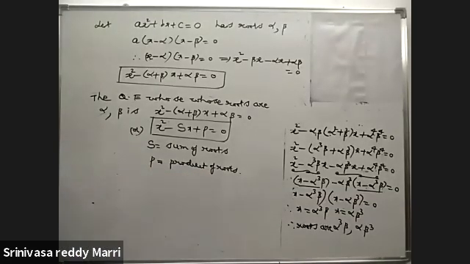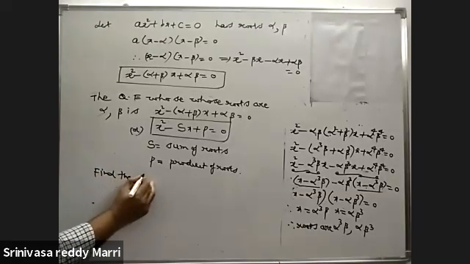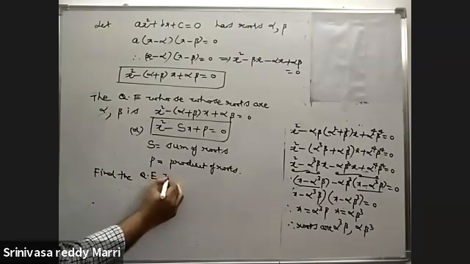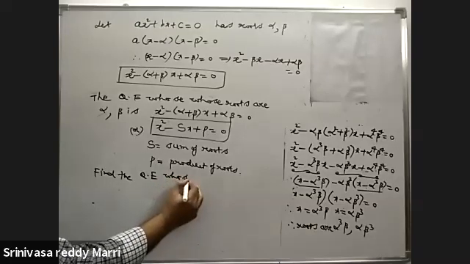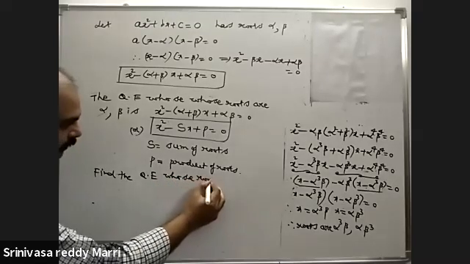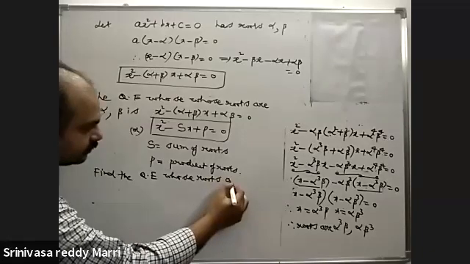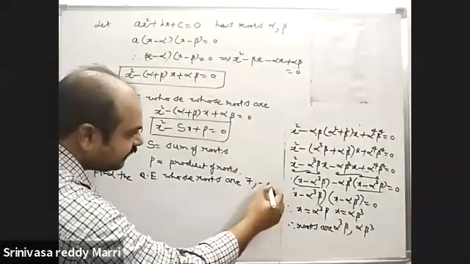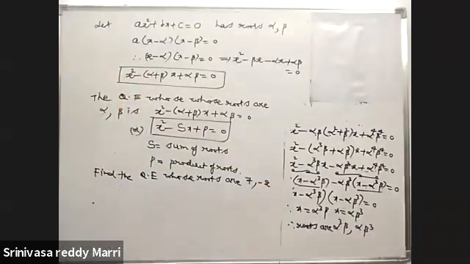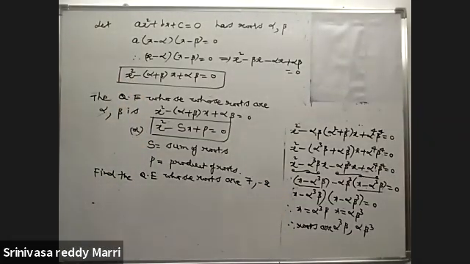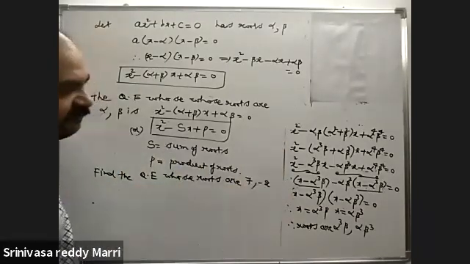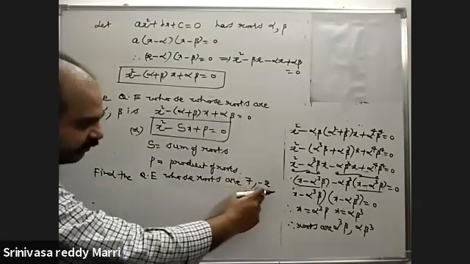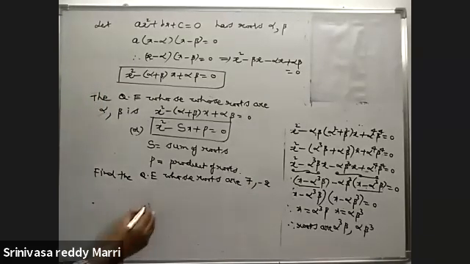Okay. Suppose take an example. Find the QE, quadratic equation, whose roots are 7 comma minus 2. So roots are given like this. If the equation is given, we will find the roots. But if the roots are given, how to find the equation?